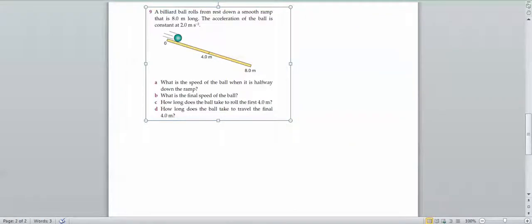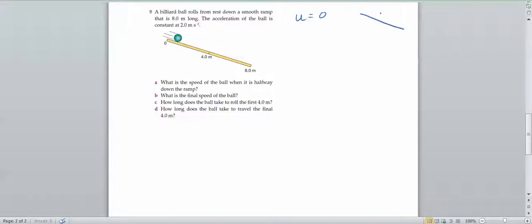All right, you're going to need some practice with these. It's not that bad, but it's really important that you write down what you know. A billiard ball rolls down from rest. So from rest, what does that tell you? It's telling you that the initial speed is 0. Down a smooth ramp that is 8 meters long. Okay, so we know that this is 8 meters. The acceleration of the ball is constant at 2 meters per second squared.